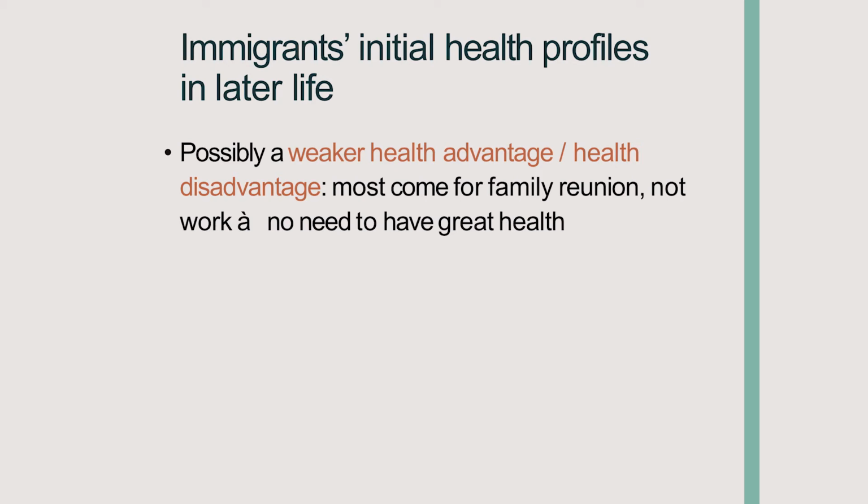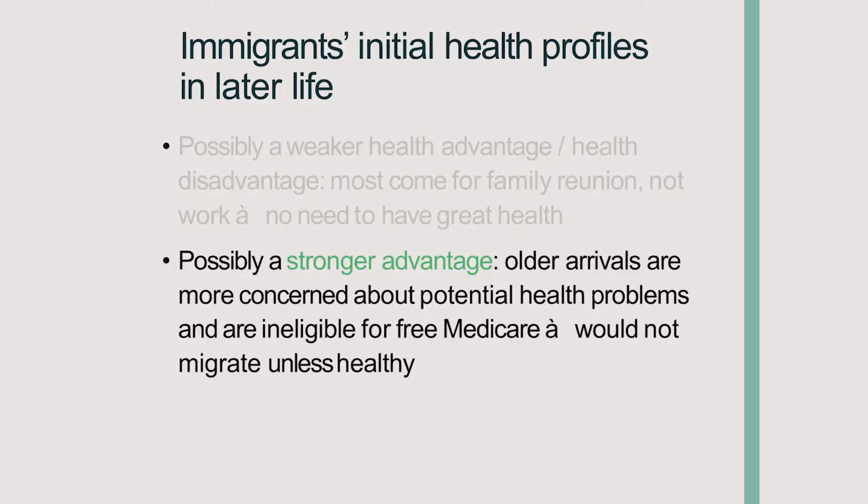Most likely, they may have a weaker health advantage or even a health disadvantage compared with the US-born because they mostly come for family reunion and not for work, for which they don't really need to have great health. I propose, however, that it's also possible that later arriving immigrants may have a stronger health advantage because when people are older and moving, they're more concerned about their potential health problems. And if you're arriving in the US after your prime working years, most likely you're also not going to be eligible for things like free Medicare in the US. And so maybe people would not move to the US unless they're relatively healthy.